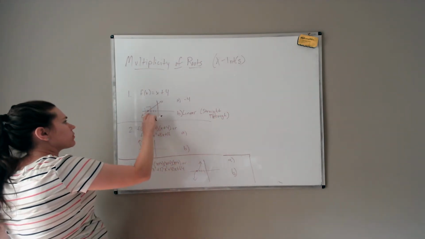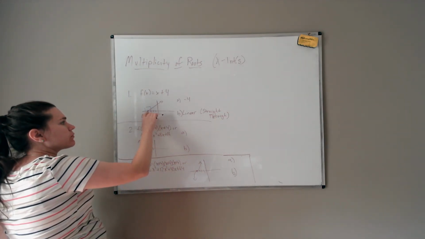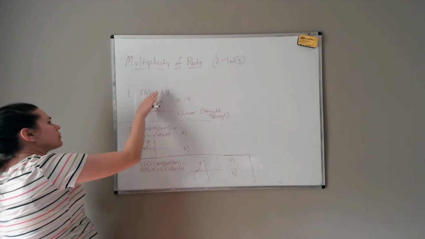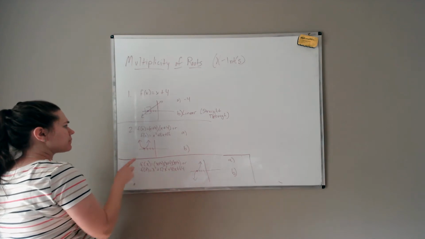We went straight through. If we were below it before we hit the intercept, after we hit the intercept, we're now above the x-axis.